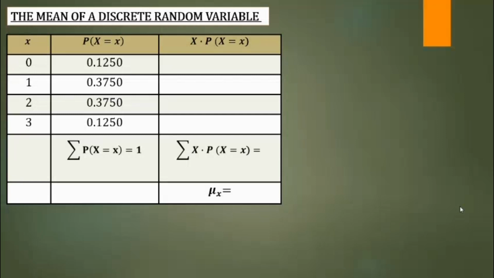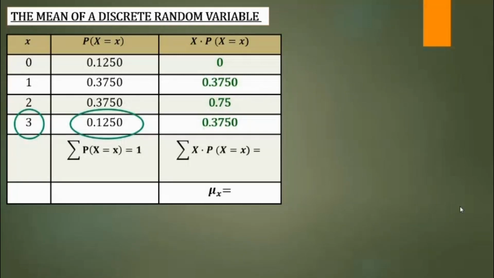So 0 multiplied by 0.1250, any number multiplied by 0 is always equal to 0. Next, 1 multiplied by 0.3750 is equal to 0.3750. Next, 2 multiplied by 0.3750, that is equal to 0.75. Plus 3 multiplied by 0.1250, that is equal to 0.3750.